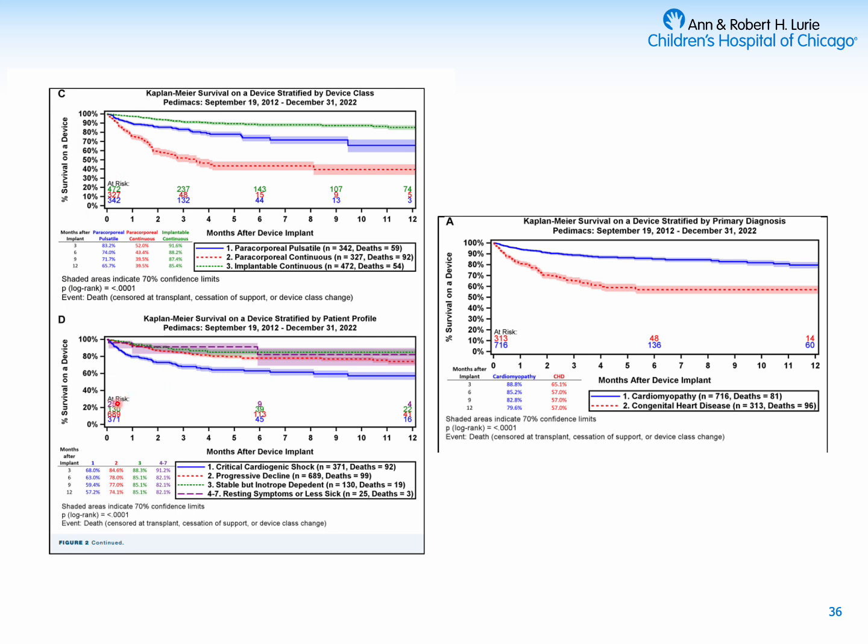The curve below that is looking at the PDMAX profile at time of implant, and this is showing that we know that sicker patients do worse in terms of survival on VAD support. And then this Kaplan-Meier curve is showing that cardiomyopathy patients do better than congenital heart disease patients.